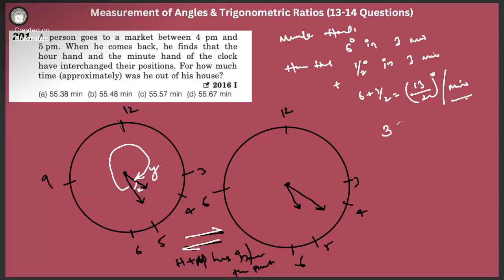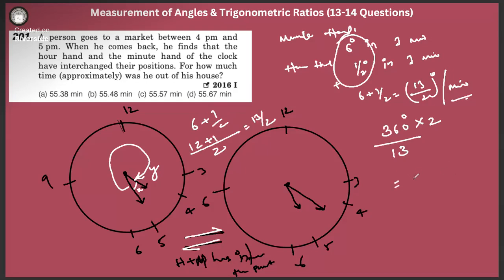So to trace 360 degrees, how much time will it take? 360 divided by 13 by 2. How much is that? Am I right, Haripriya, with these calculations? Why is it 13? I've added these two. Yes, sir, absolutely. So it is 55.38. We have such an option. It is 55.38 minutes. It's not in seconds.